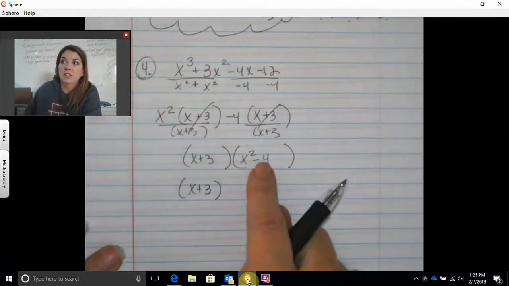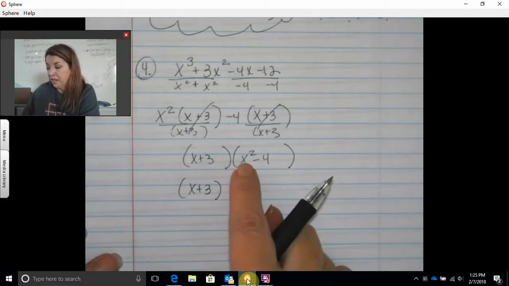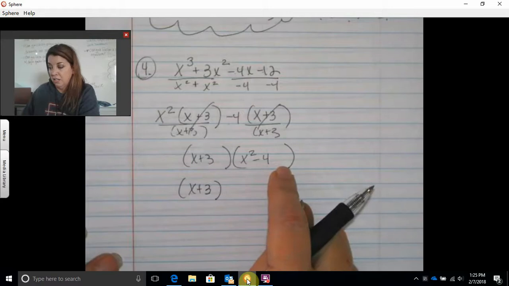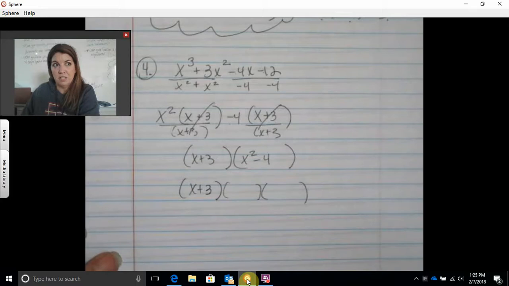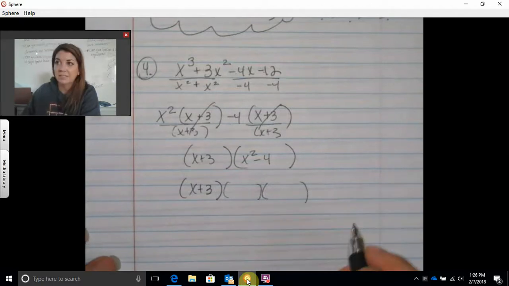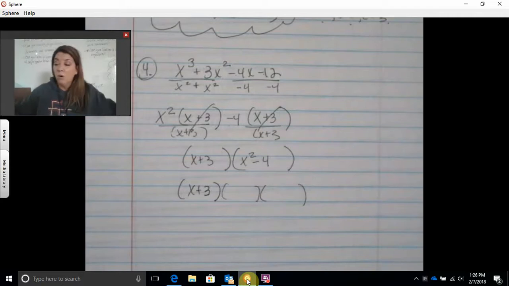Okay, Jonelle, you said you were confused about the difference of squares? Remember, if it's a perfect square minus a perfect square, you make 2 sets of parentheses. What's your signs? Are they both positive? Are they both negative? One negative. Okay.